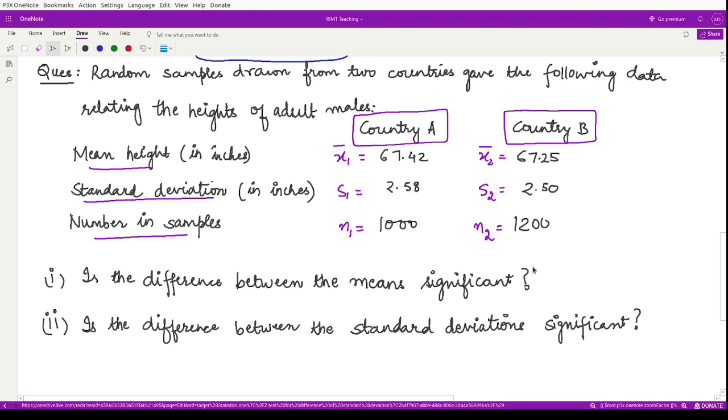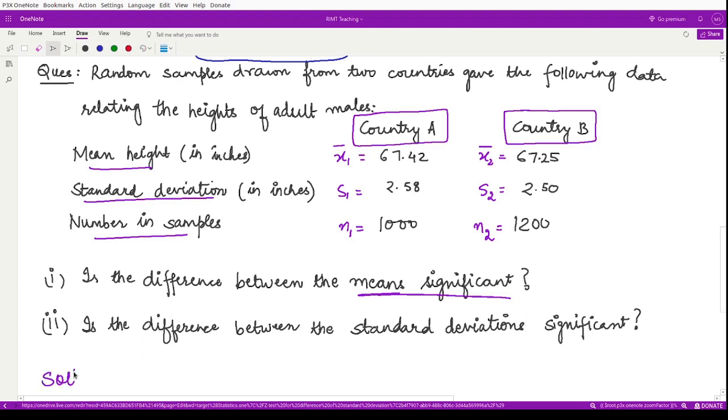So here they are asking you about two things. One is, is the difference between means significant? That means we have to check the difference of means for these two samples. In the second part, they are asking, is there a difference between the standard deviations of these two samples or not? So let's get started with the solution.